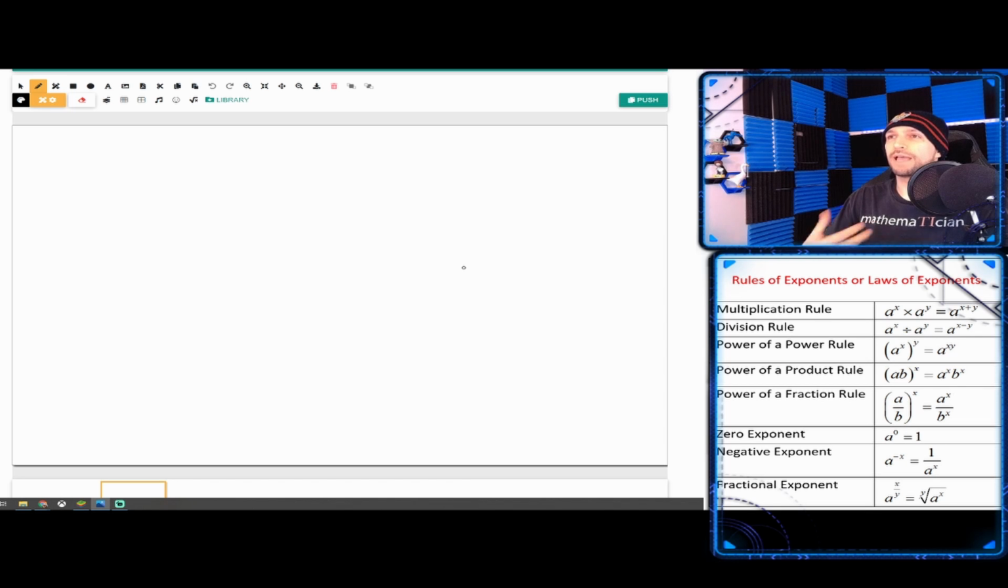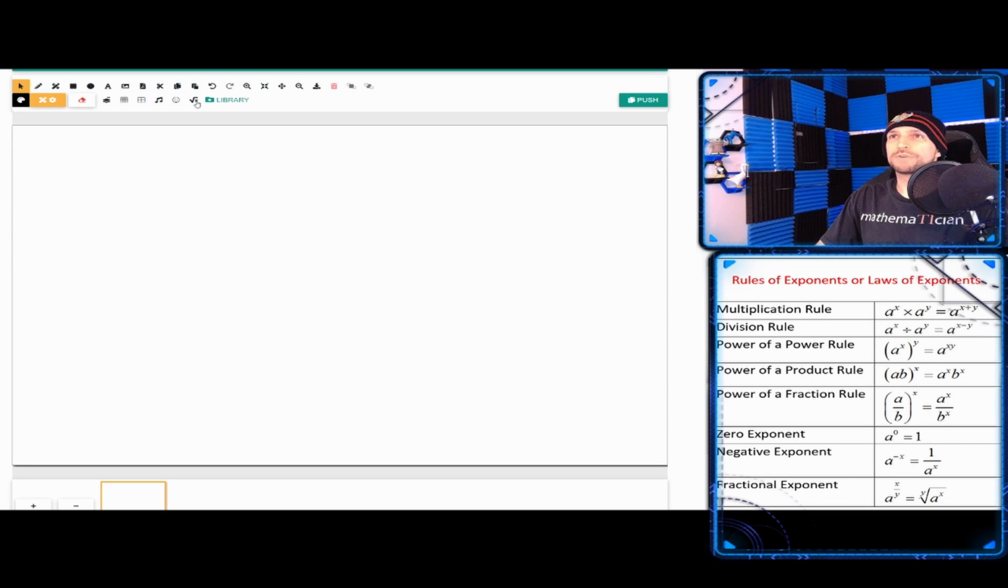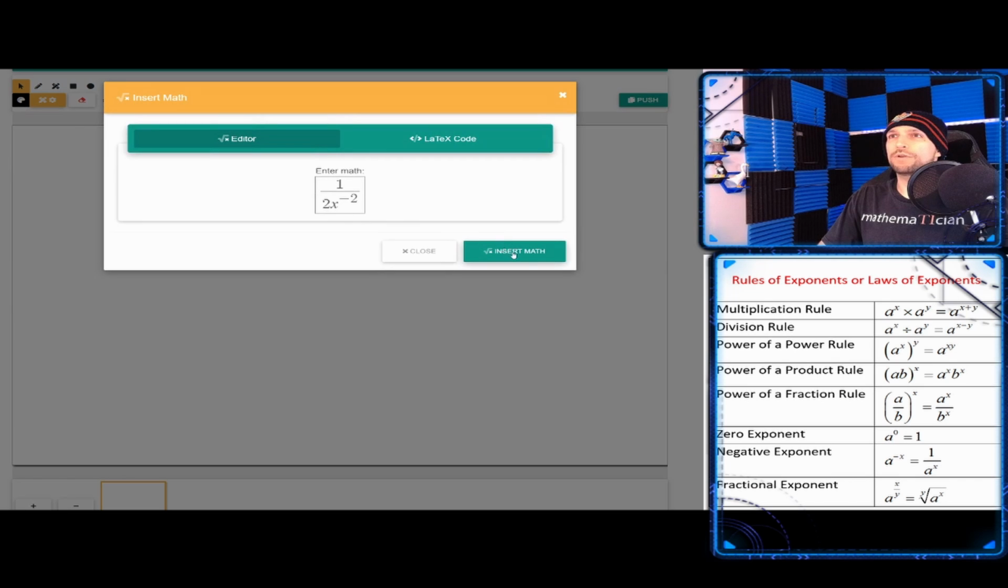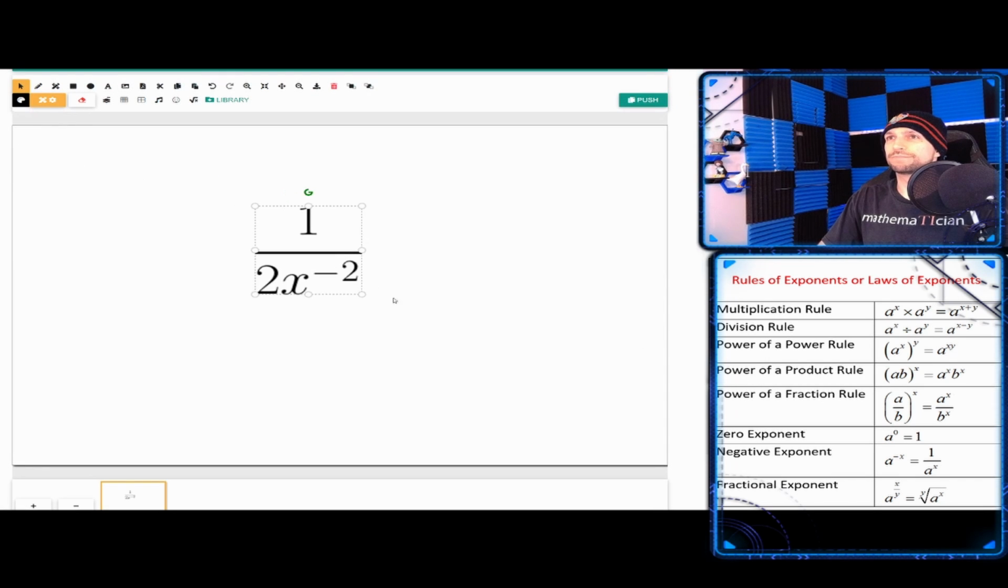Whenever we have an exponent taken to the negative power, we're going to change its place in a fraction and make that exponent positive. This is relatively simple in practice. Let's say we have 1 over 2x to the negative 2. So we can see we have a negative exponent.